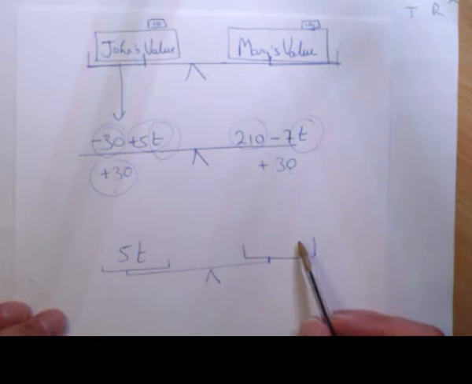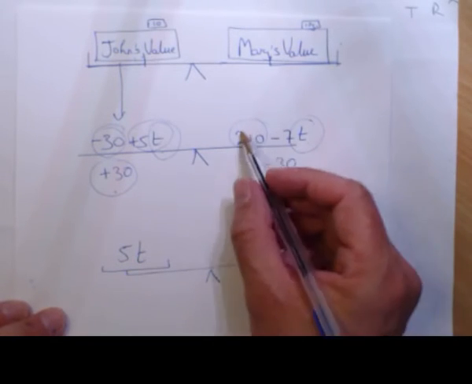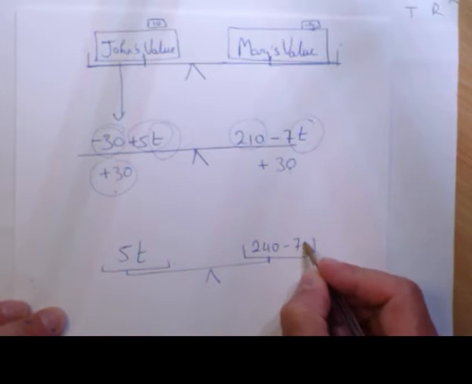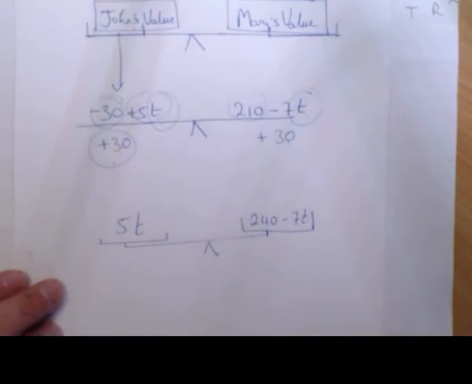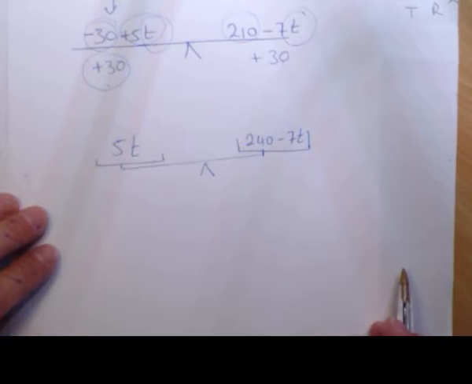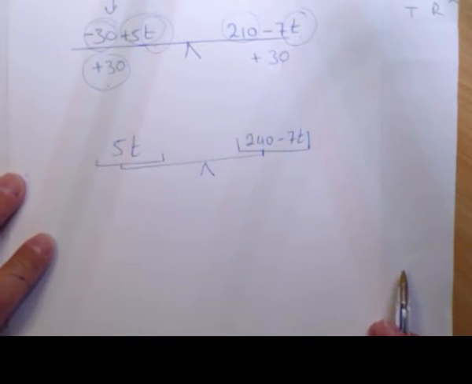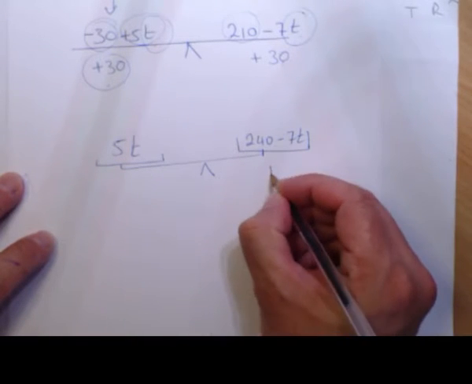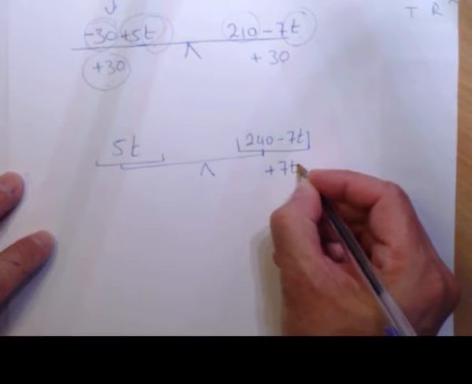Let's have a look what happens to this expression when I add 30. 210 plus 30 is 240. Minus 70 is still minus 70, but they're still imbalanced. What am I going to do next? Well, have a look. I'll show you what I do, and you can guess why I'm doing this. Well, what I'm going to do now is I'm going to add 7t.